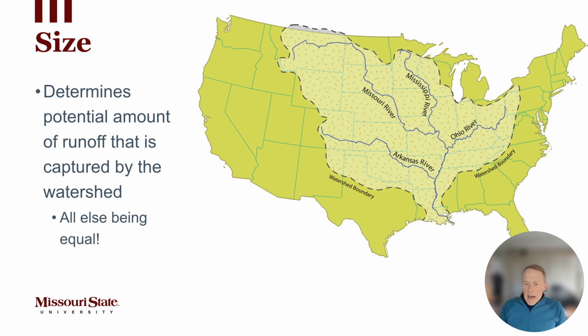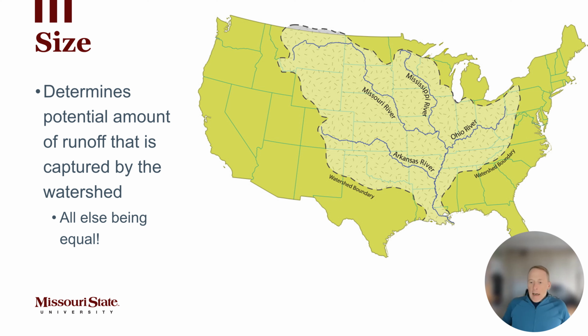All right, so the size of the watershed, that first factor, this determines the potential amount of runoff that's captured by the watershed, all else being equal. So here I've got a figure that shows the Mississippi River watershed, which covers most of the central part of the U.S. all the way up into the southern part of a couple of Canadian provinces there. And so it's a big watershed, so it's going to capture more water than a smaller watershed would.